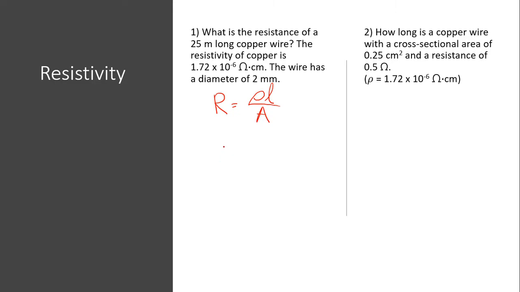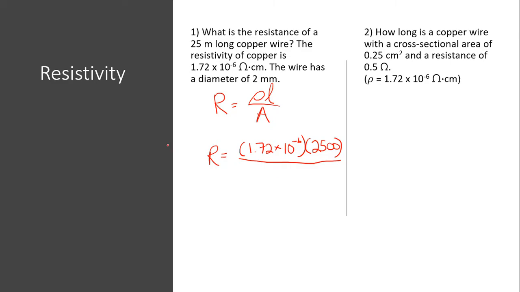I want all your measurements to be in centimeters because our resistivity is given to us in centimeters. So when I do this, my resistance is equal to, I'm not going to change the resistivity. I'm going to leave that at 1.72 times 10 to the negative 6. But I am going to change the meters to centimeters. If I have 25 meters, I need to multiply by 100, not divide, my bad, so I'm going to have 2,500 centimeters. And we're going to have that over the cross-sectional area.